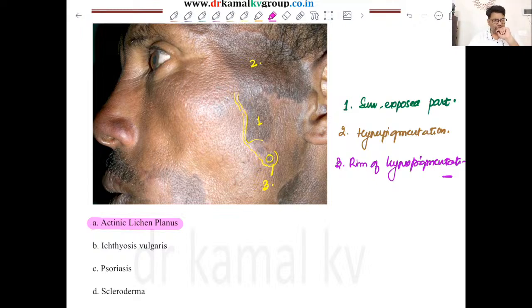And for Acanthosis vulgaris, I have a different question. We will come to that. It can be seen anywhere, Acanthosis vulgaris, and this entity is only on sun exposed part. So this is actinic lichen planus. Yes, Dr. Abhishek, you are right, and we will have another question for Acanthosis, don't worry. Anyway, so this is actinic lichen planus: sun exposed part, hyperpigmentation surrounded by hypopigmentation.